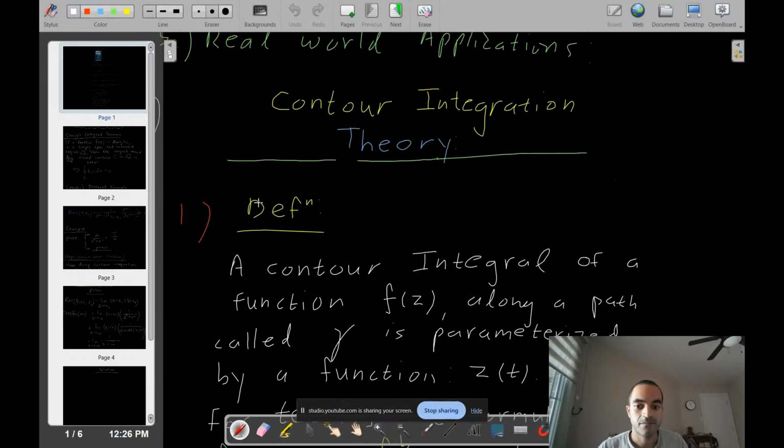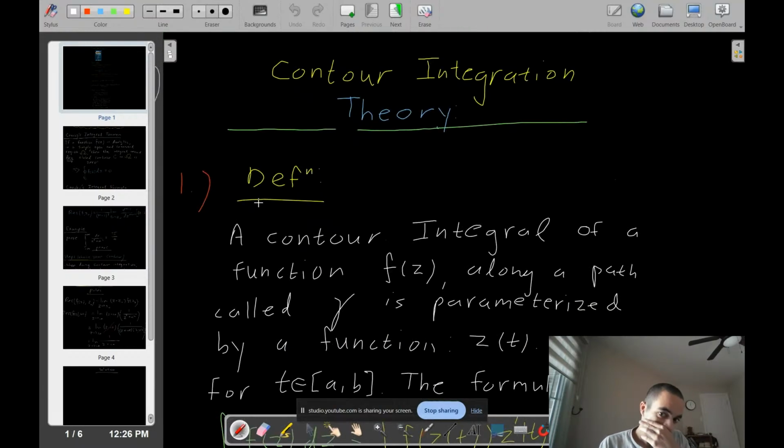So the first thing when it comes to contour integration, I'm going to have Definition 1. DEFN, by the way, stands for definition. It's a common notation for saying the definition of something mathematically. So Definition 1. Let's define what a contour integral is.